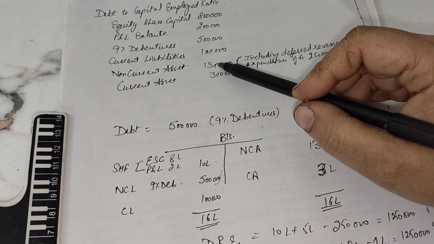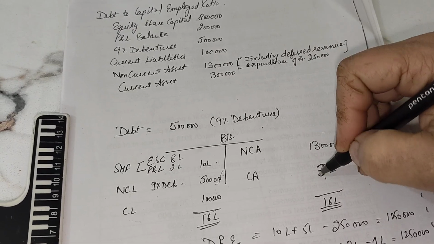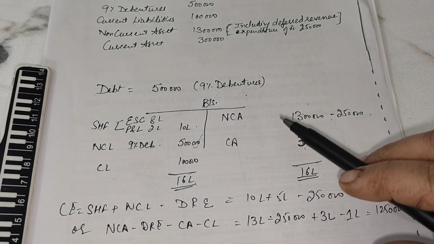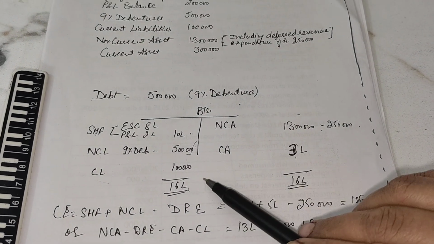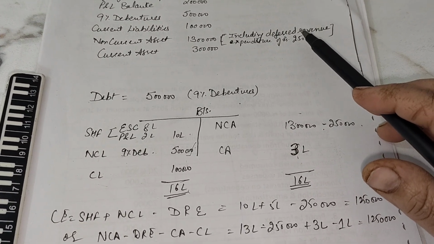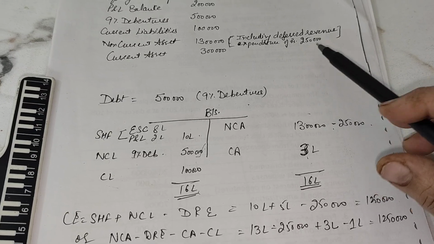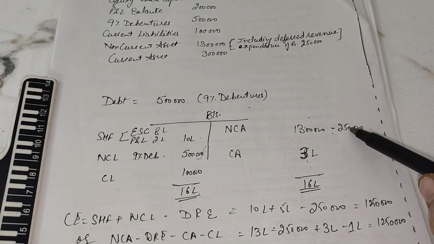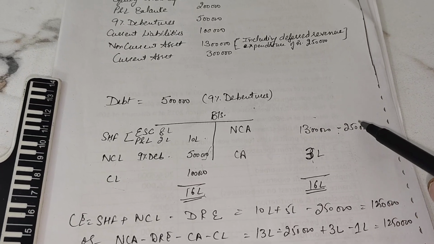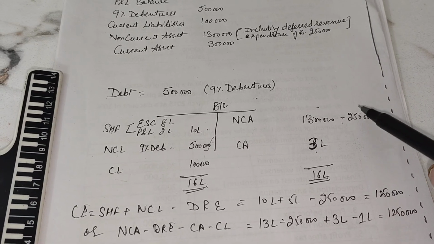Now non-current assets were totaling 13 lakh and the current assets were 3 lakh. The total of both the sides was 16 lakh. Assets should always be equal to the liabilities, so the total of both sides was equal. But for the non-current assets, it was telling us that it includes deferred revenue expenditure of rupees 2,50,000. So this deferred revenue expenditure, which was there in the value of non-current assets, is not to be included for the purpose of calculation of your capital employed.